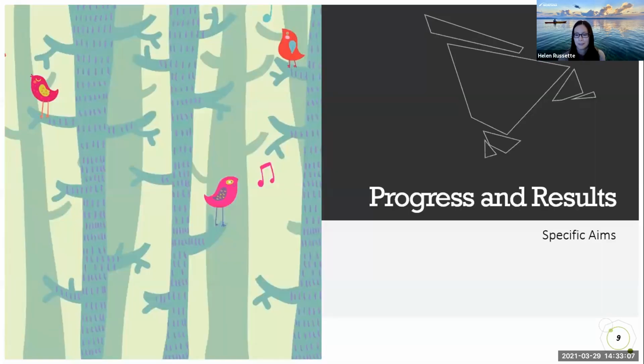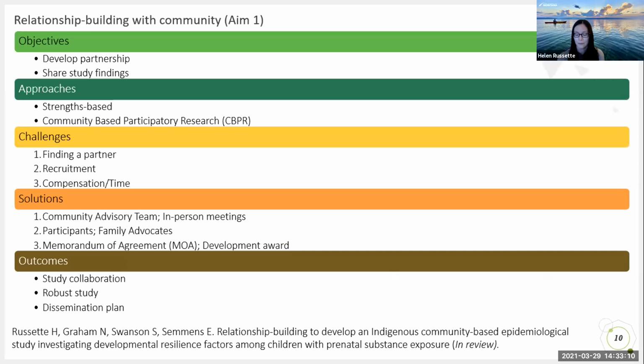Okay, so for some results. For AIM1, relationship building with our community partner, we wanted to assess the capacity for one Indigenous community to engage in epidemiological research that is centered on both a sensitive topic with a highly stigmatized population. Our two main objectives were to, again, successfully develop a research partnership with a tribal nation, and then again, share those study findings back to the community.